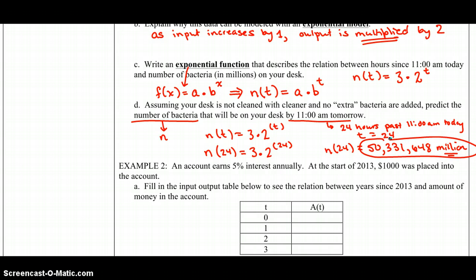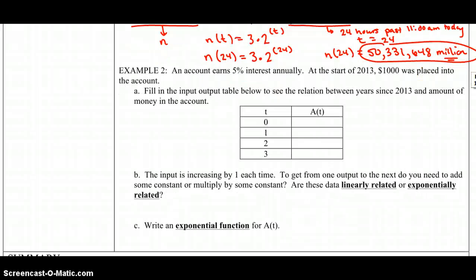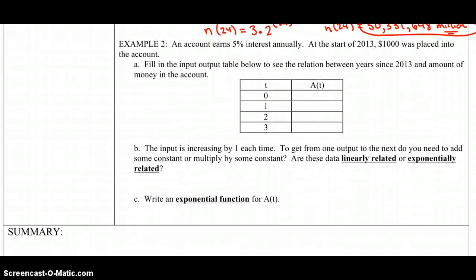Okay. So now, we mentioned the other day that 2 of the things that I want you to keep in mind that grow exponentially are bacteria and money. Unfortunately, bacteria grows a lot faster than money. So an account earns 5% interest annually. At the start of 2013, $1,000 was placed into the account.